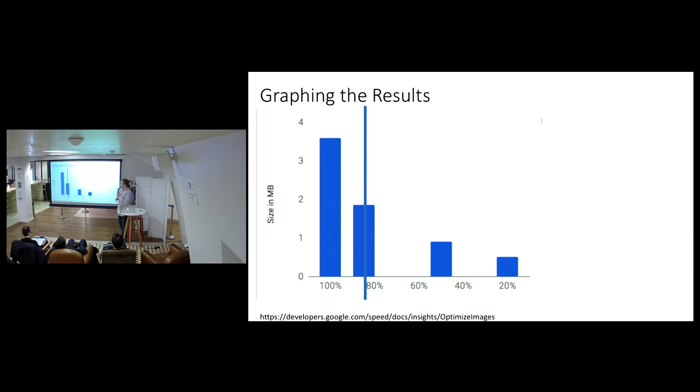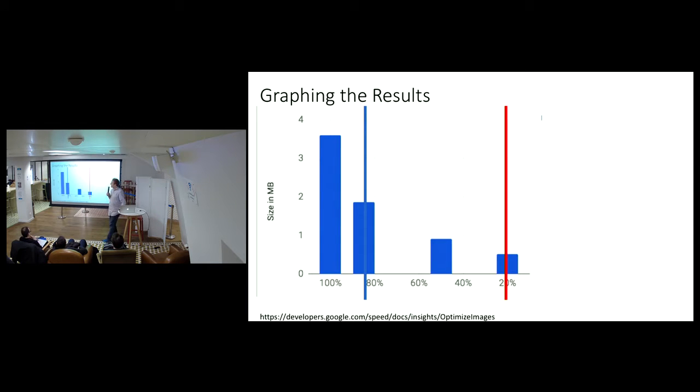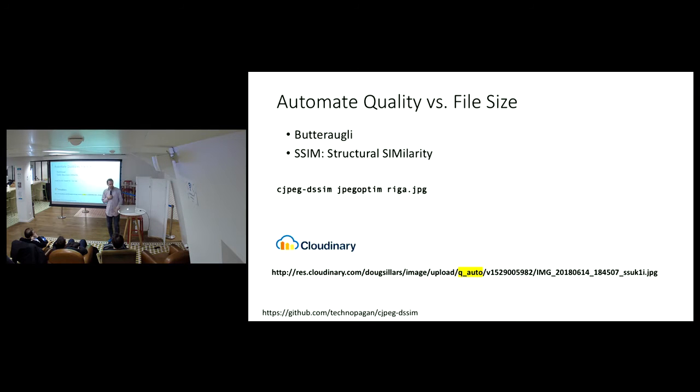So if we look at the data, we know that 85% Google says is okay. We know down there isn't okay. Wouldn't it be cool if there was a tool in between that would give us the data, that would find the optimal spot in between automatically rather than just picking and choosing? And there are tools like that. There's Butteraugli from Google. There's structural similarity. These are algorithms that find that optimal spot where the human eye can't tell a difference.